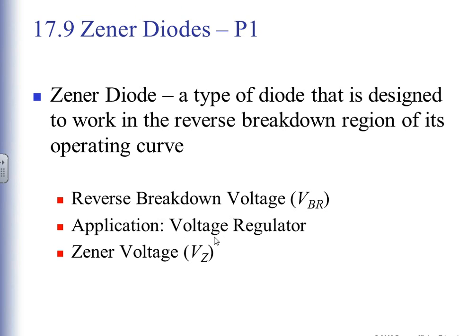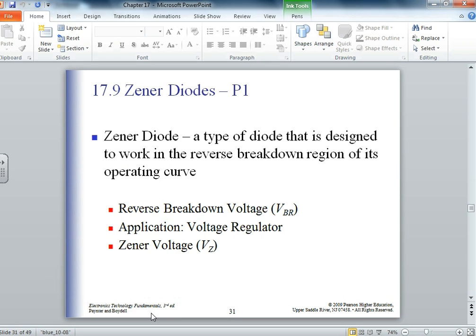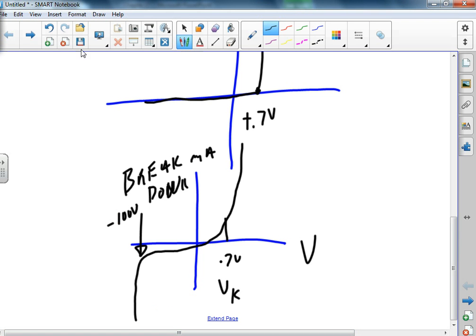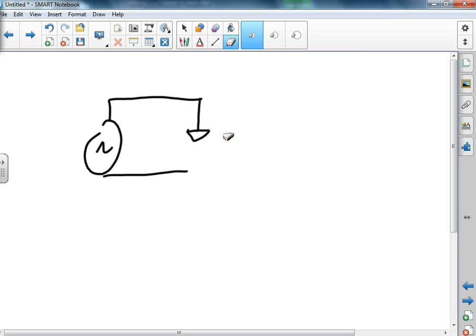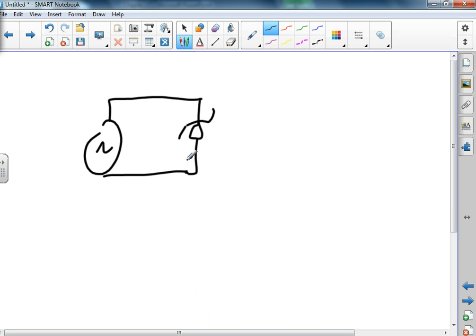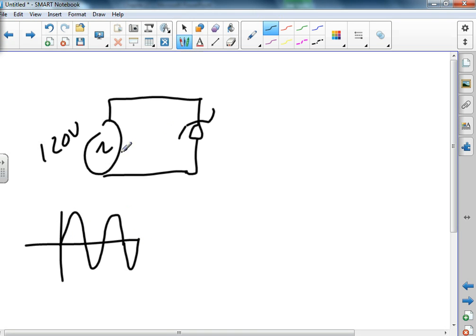I have some Zener voltage on, and I use them in voltage regulation. Well, what I mean by that, if I had a power supply sitting here, and I threw a Zener diode in there, and I do the Zener diode right, and so I put in, and this is a 120 volt power supply, doing something like that. Yeah, that's what the input is. And I've got a 7 volt Zener.